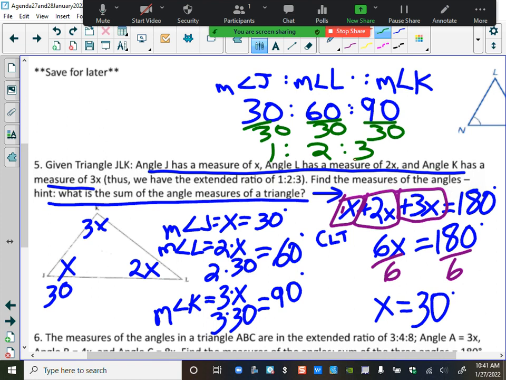And that's how, in the end, we get that 1, 2, 3 ratio. We sort of had it in the beginning, because with the X, you multiplied all these numbers by X. That's how we got our angle measures.